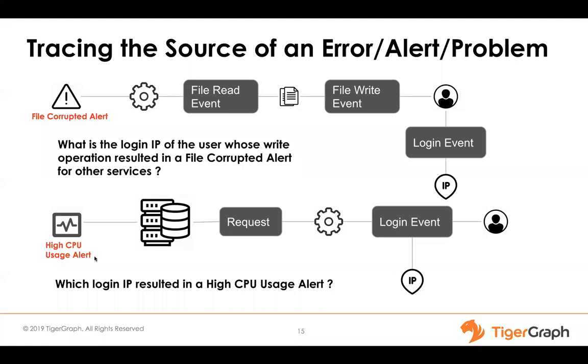Another example is whenever we have an alert, say one server with extremely high CPU usage, which is quite abnormal. Then we can trace down where the requests come from, which service it comes from, and for this service, who logged in to that service and sent out the request. Then we can figure out which user ID or IP actually sent out all those requests, which also takes a lot of hops on the graph.